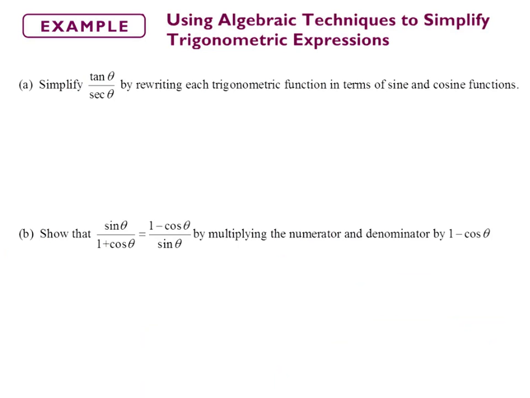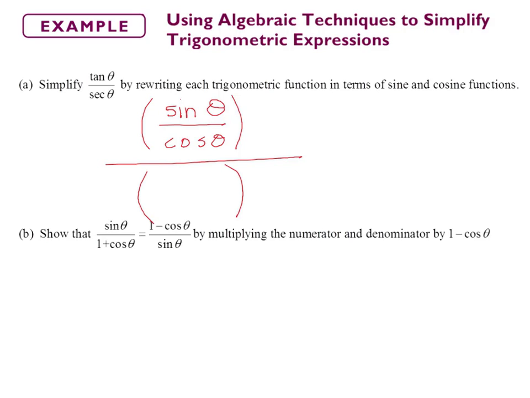So the first thing we're going to do here is it says simplify by rewriting each trigonometric function in terms of sine and cosine. So we have tangent. Tangent's equal to sine over cosine, right? And the secant is equal to what? One over cosine. Good.